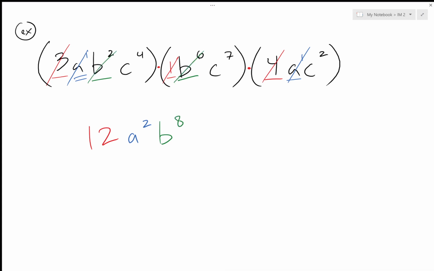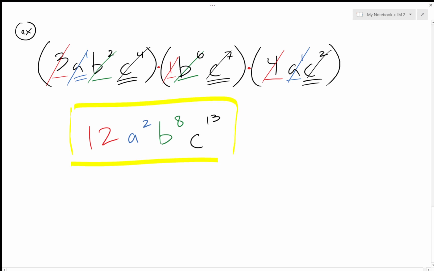And last thing there is going to be the C. C to the 4, C to the 7, C squared. 4, 7, and 2 makes a C to the 13. We've used everything that we had, nothing left, and we check, nothing else can combine together, so there's our answer after multiplying all of that together. All right, let's take a look at another rule.